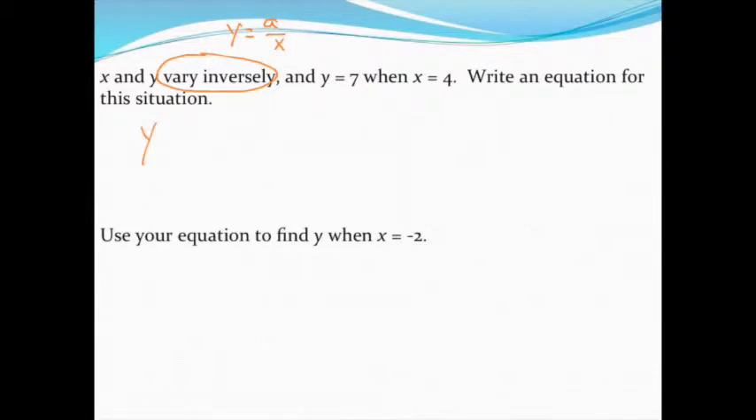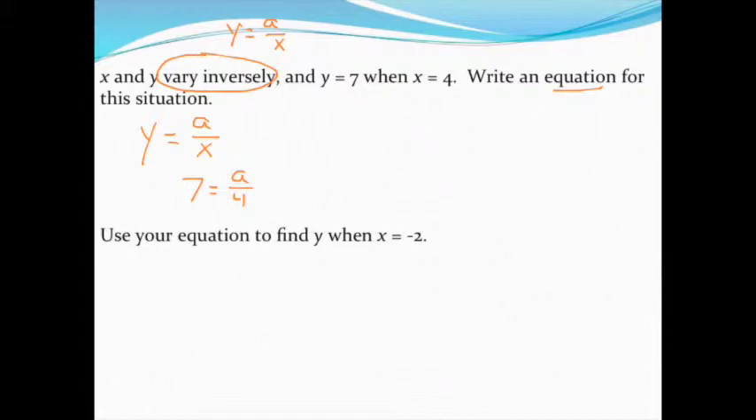So let's go ahead and take a look at how one of these is going to work. Beginning with the inverse variation model, I know to use that because they say that x and y vary inversely. They're going to give you a couple numbers to plug in, and our first step in the two-step problems is to write an equation. So let's plug in the values that we have. They tell us that y is 7 when x is equal to 4. We're going to try to find a, the constant of variation. That's going to be my first goal.